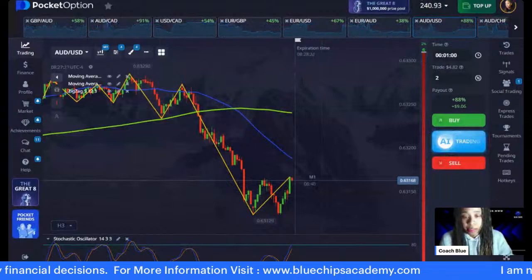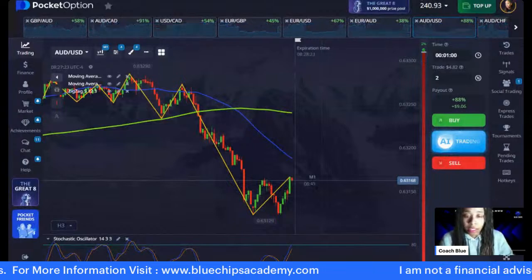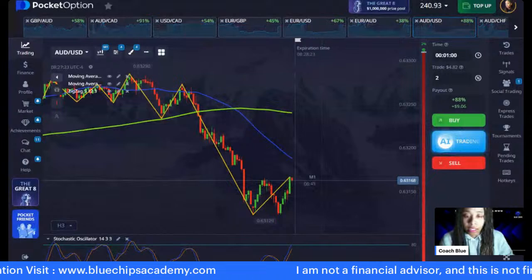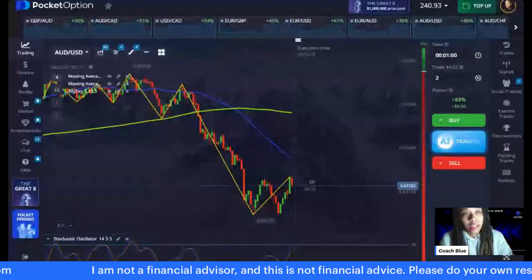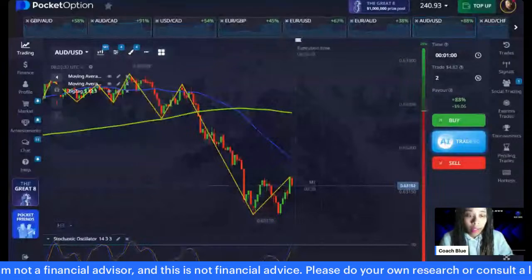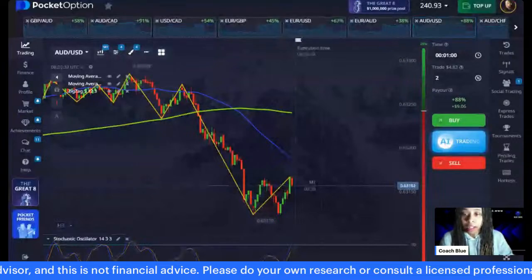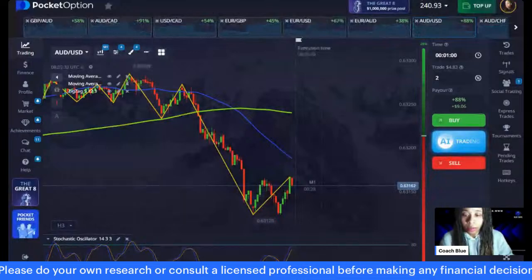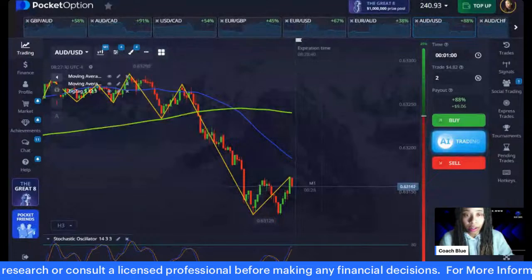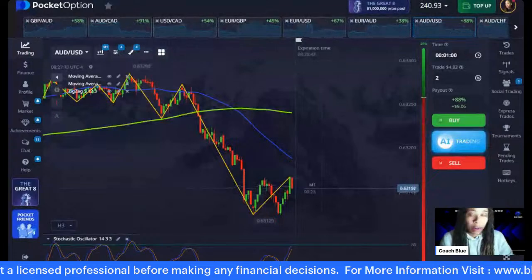Very simple. If I don't see any resistance or support in the recent price action, then I'm not really going to consider it. Okay? Very, very simple. Any questions so far? I want to make sure you guys understand exactly what's going on here. Okay? All right. No questions. All right, cool.